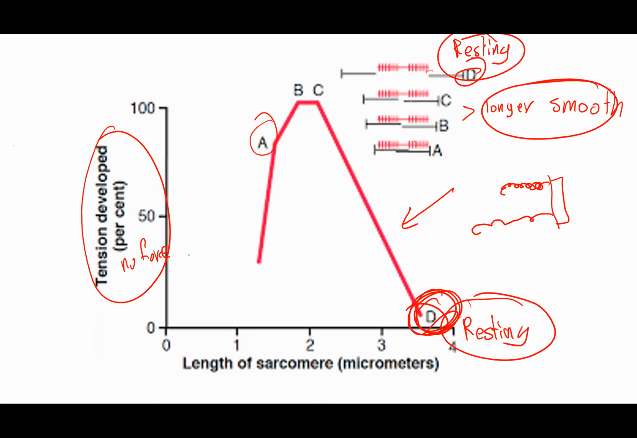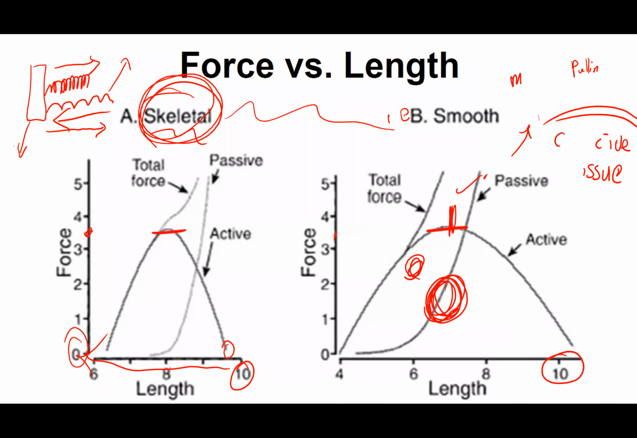So there is a specific length at around this length between B and C, where the heads are attached to the actin most optimally. And this length is known as the optimal length. This optimal length is where the active contraction is highest. That's why muscles prefer to be at this length before they contract. This is all before contraction. This is the resting length before contraction.